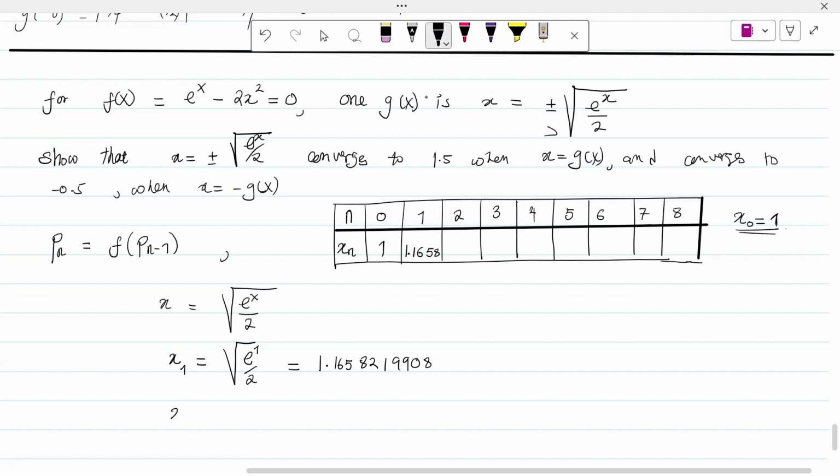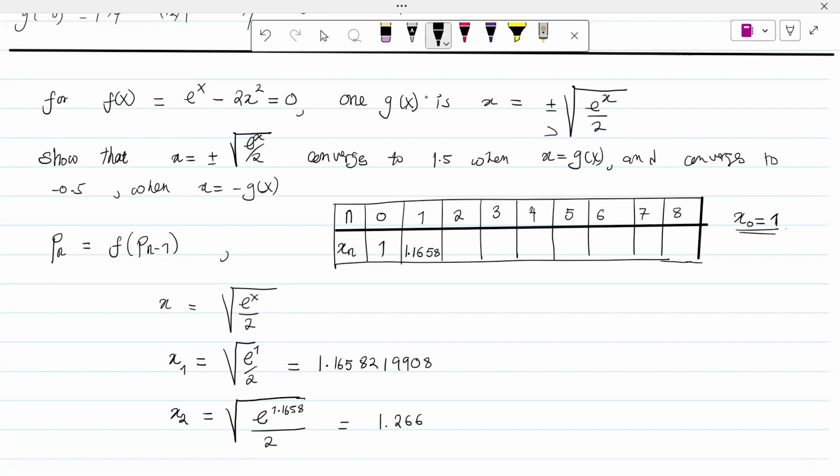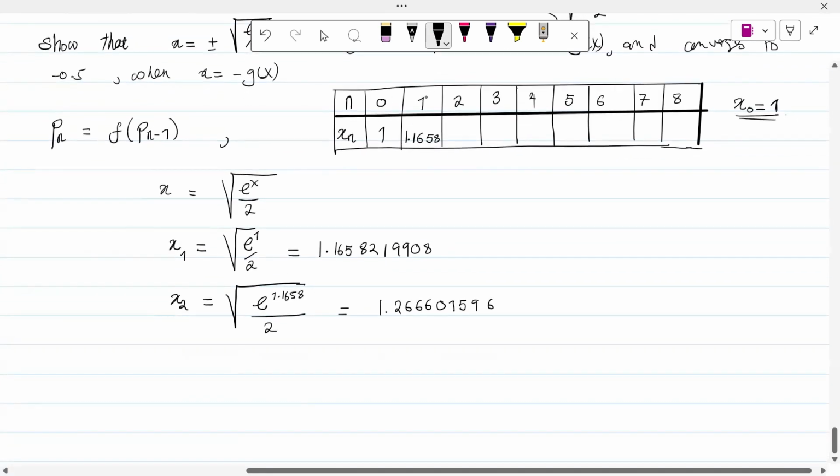And then let's go ahead and get x2. So x2 will be equal to the square root of, now we're going to use the previous value found for x. So this will be e to the power 1.165, over 2. This is our x2, which is 1.2666 something.